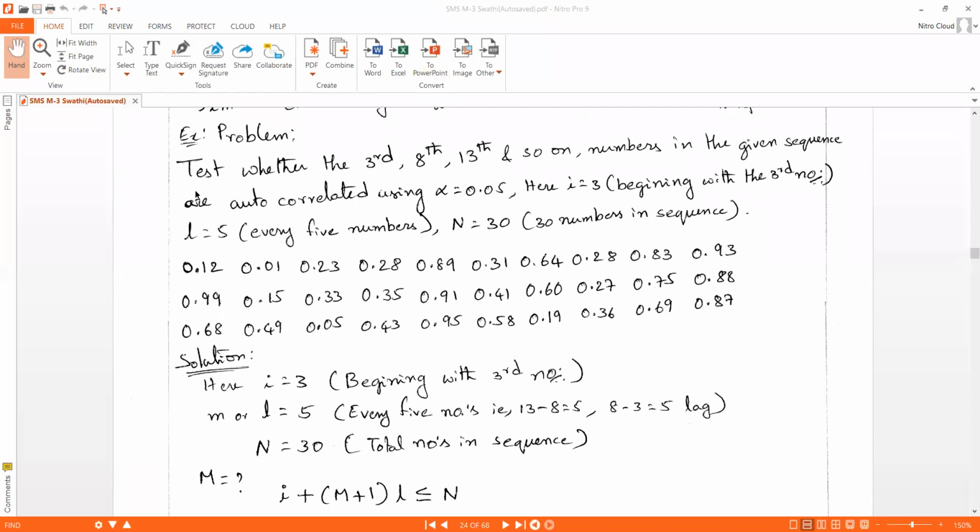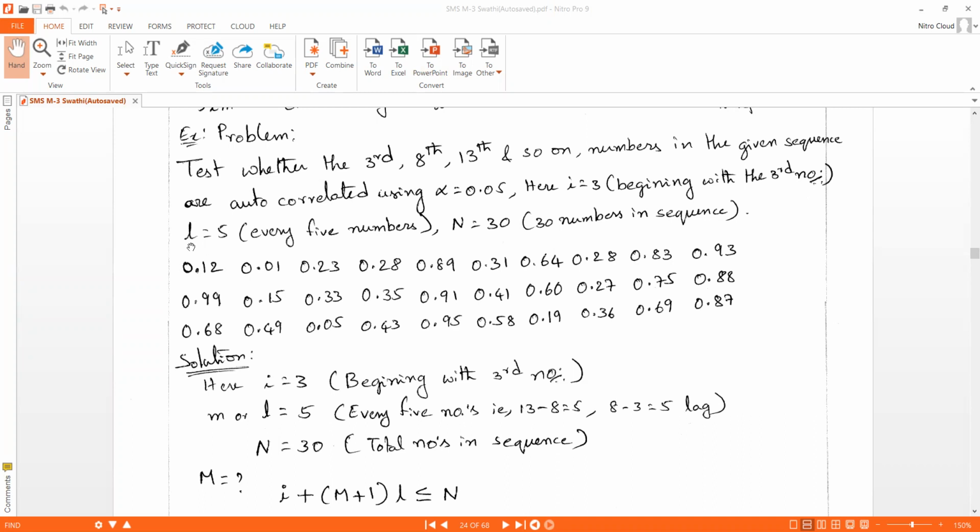It is an autocorrelation problem. Test whether the third, 8th, 13th and so on numbers in the given sequence are autocorrelated, using the alpha value given here, alpha equal to 0.05. Here I is equal to 3. That means they have given that the sequence begins with the third number.